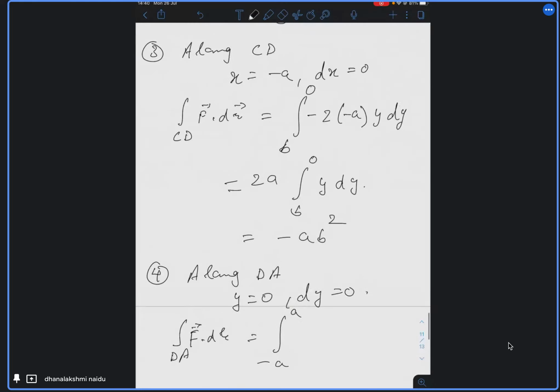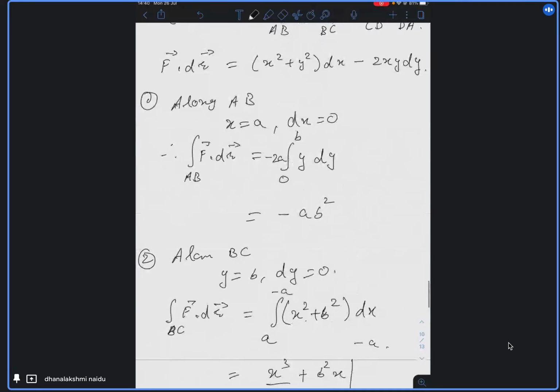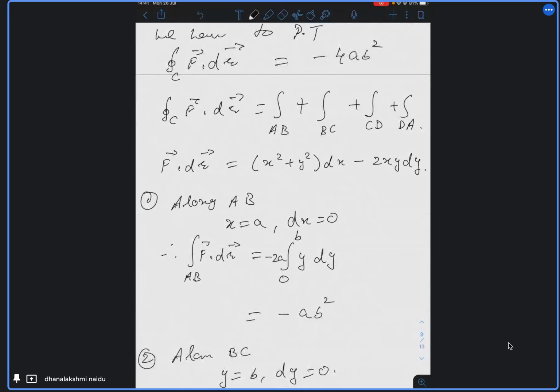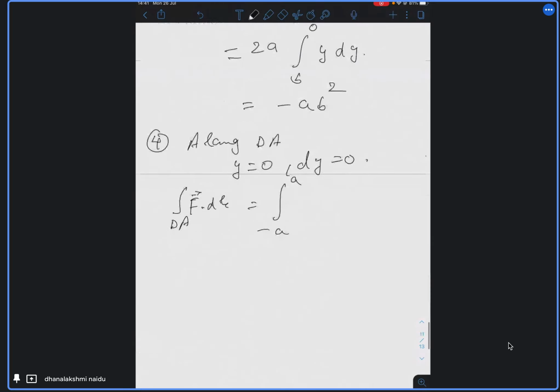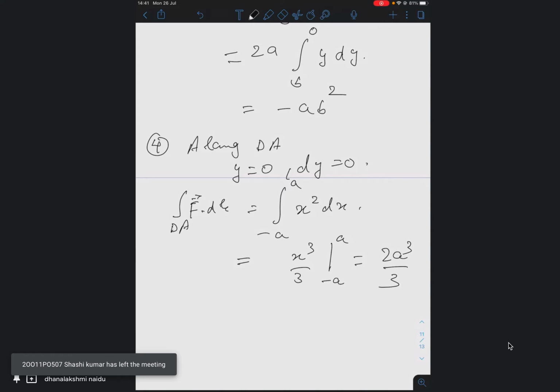And what is the function left out here? F bar dot dr bar. x square dx. Second term y is 0, so 0. So x square dx you will get x cube by 3, limits minus a to plus a. What is the answer for this one? 2a cube by 3 you will get.